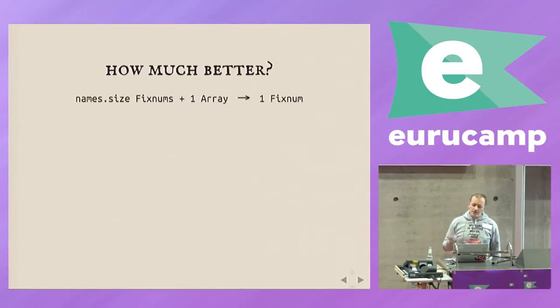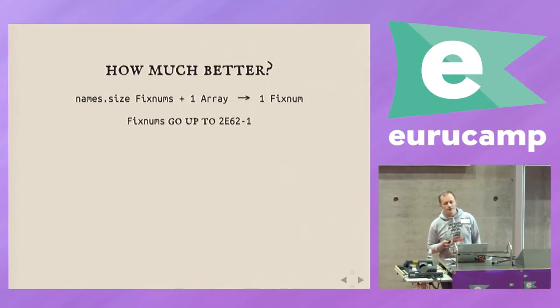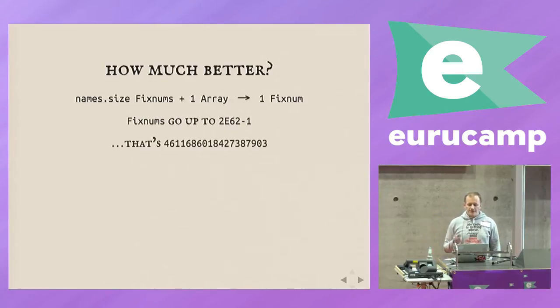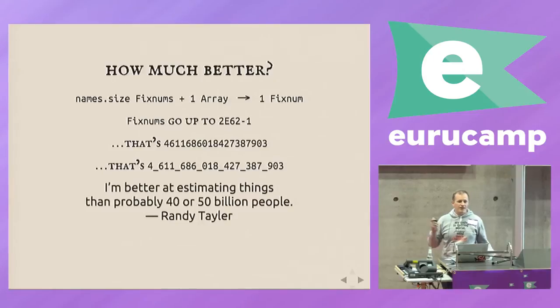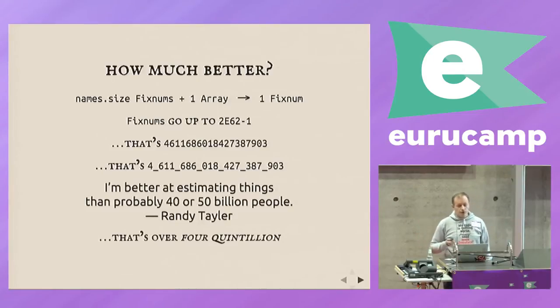So how much better is that? Now we have only one fixnum for each conference. So fixnum goes to this wonderful number that you learned this way of specifying numbers yesterday. This is the number spelled out. Obviously, we all have more or less the idea that it might be enough to cover everybody, maybe, who knows. That's actually over four quintillion. So yeah, let's go a bit further.